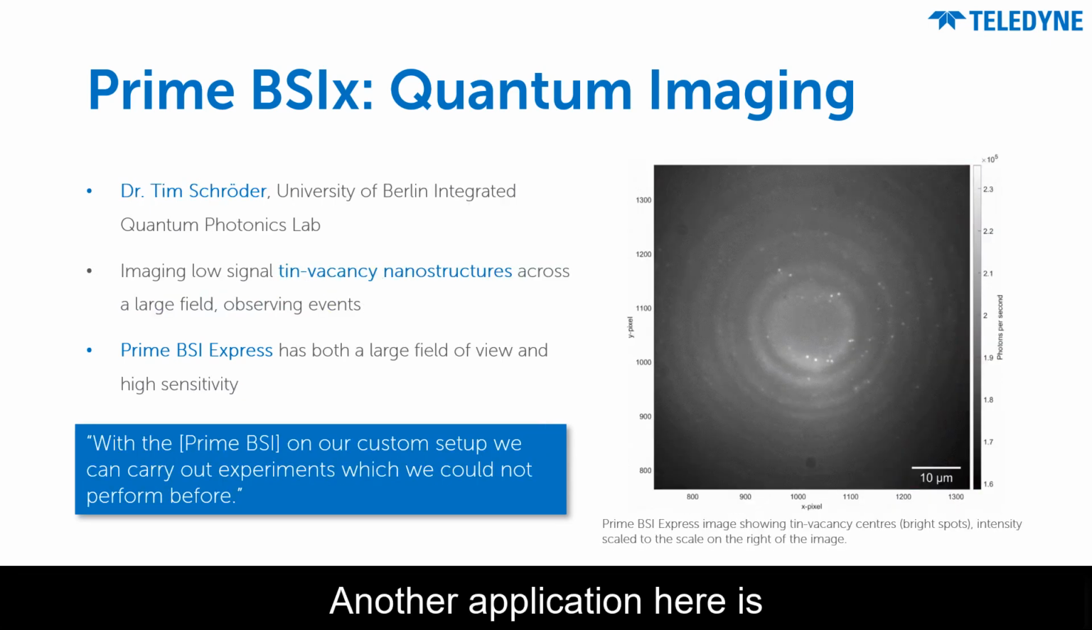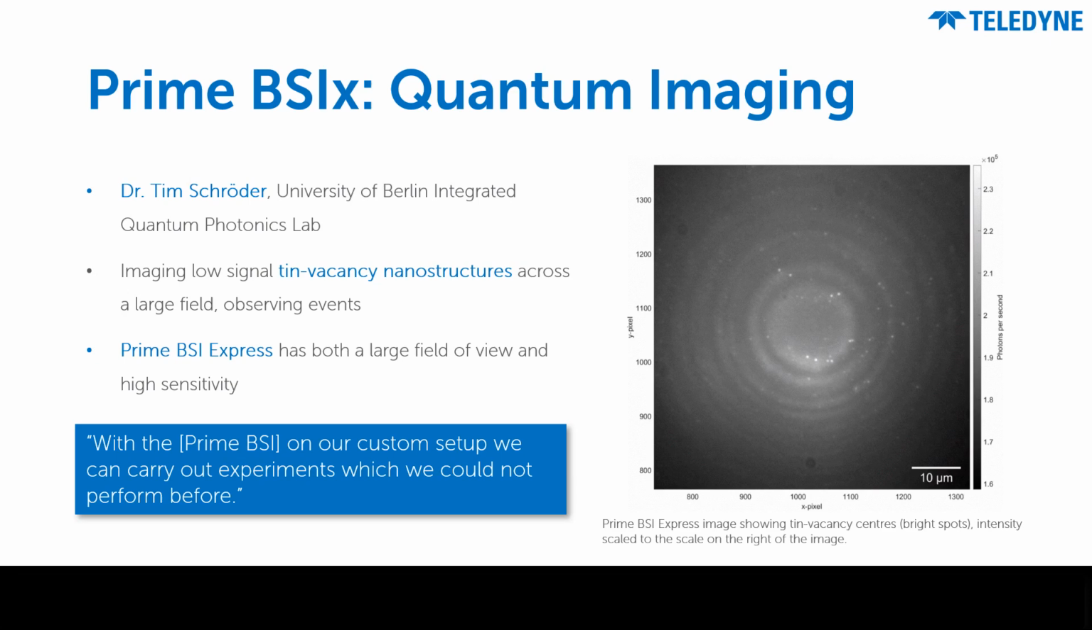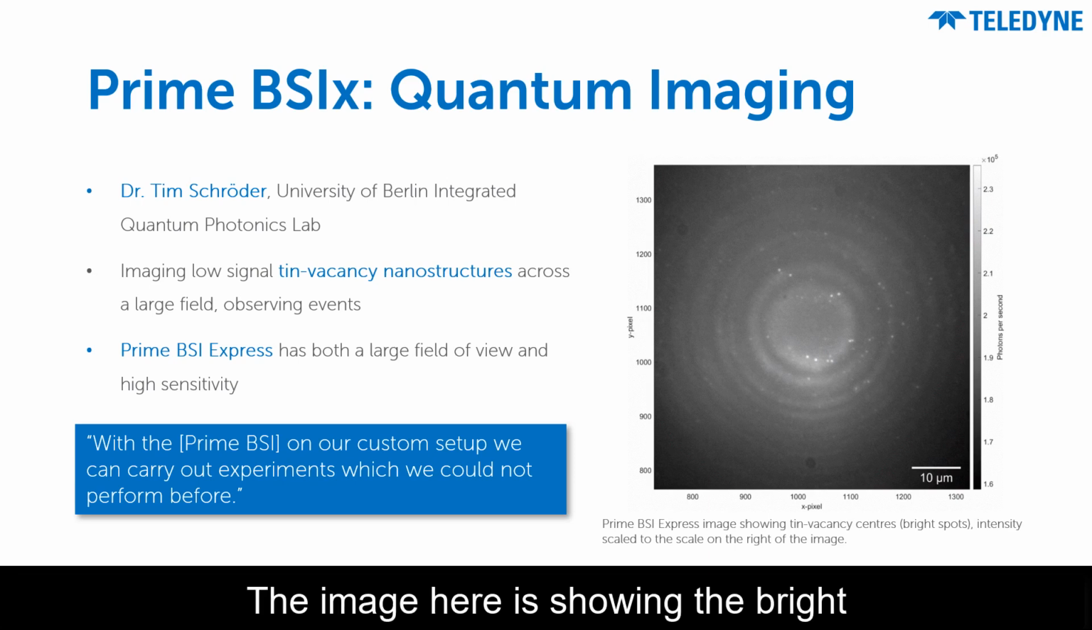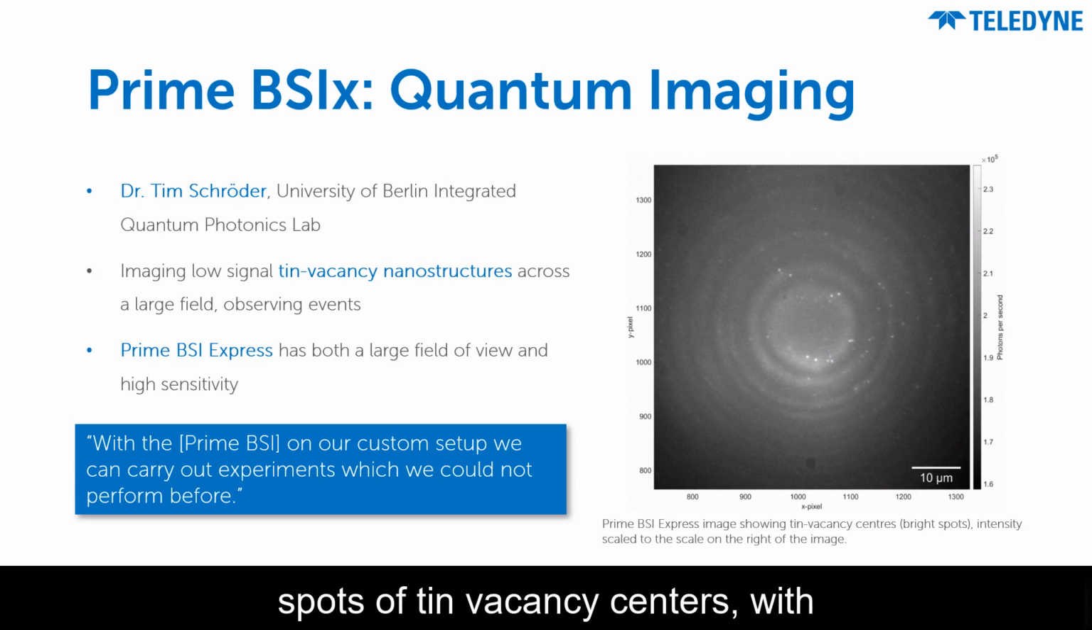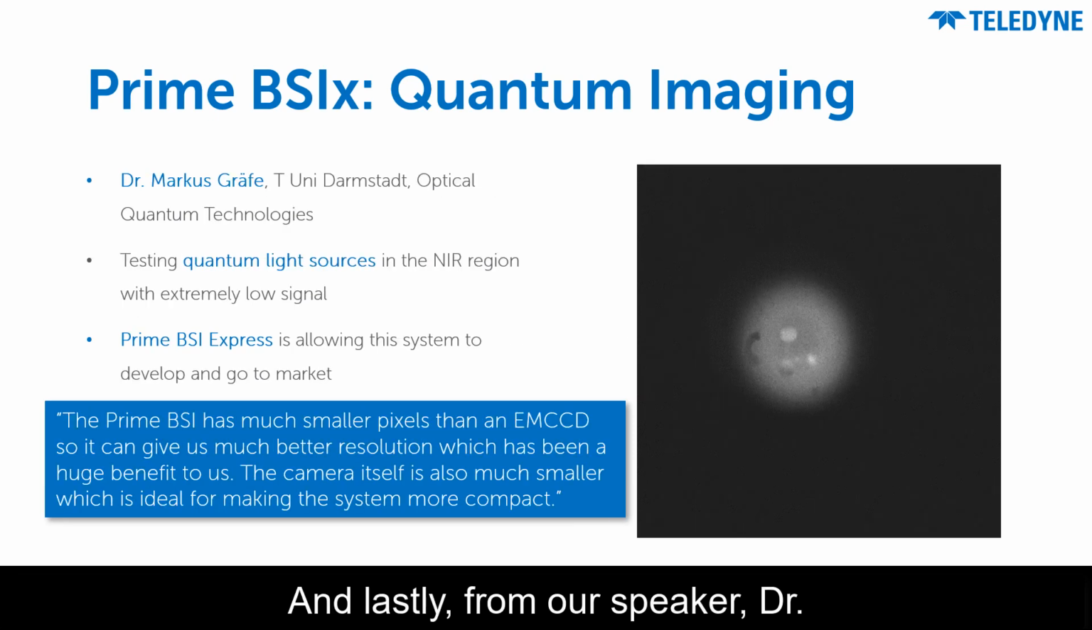Another application here is at the University of Berlin Integrated Quantum Photonics Lab, where they need to image low-signal tin vacancy nanostructures across a very large field. The Prime BSI Express has this large field and high sensitivity. And as Dr. Tim Schroeder says, "With the Prime BSI on our custom setup, we can carry out experiments that we could not perform before." The image here is showing the bright spots of tin vacancy centers with an intensity scale across a large pixel map with high sensitivity.